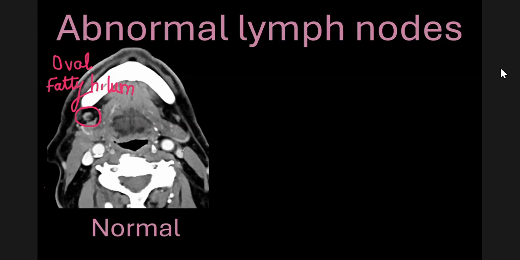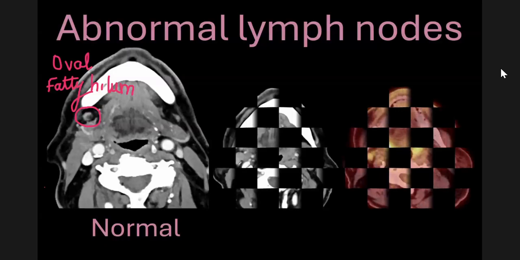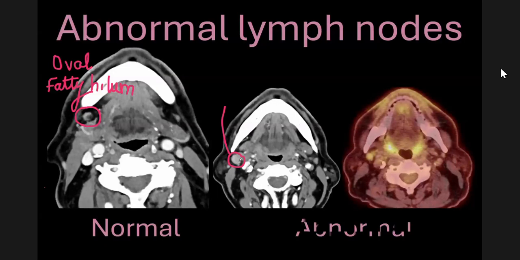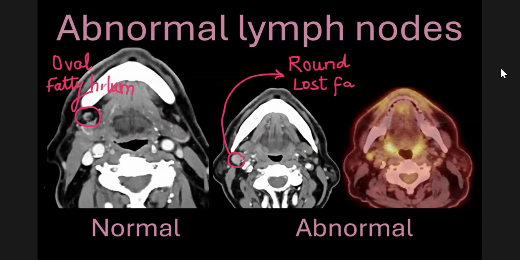An abnormal lymph node is going to be rounded. It looks rounded and it loses that fatty hilum. So loss of fatty hilum and rounded shape is the criteria that is used for calling it abnormal. So this is a normal lymph node, but an abnormal lymph node is going to be rounded and is going to lose its fatty hilum.